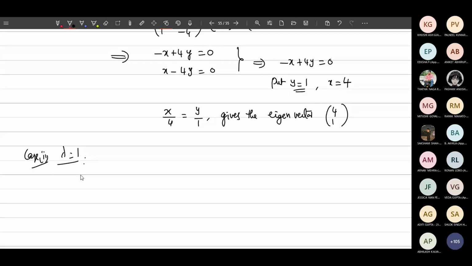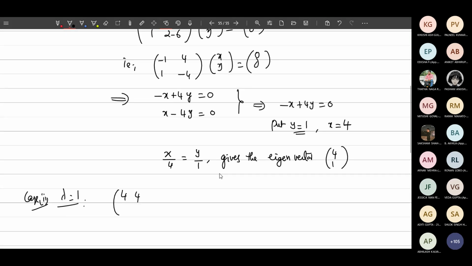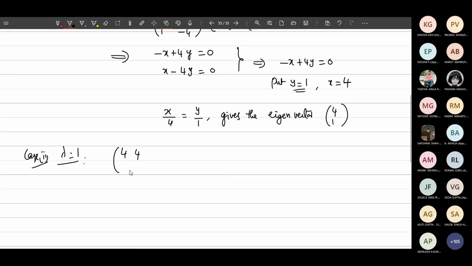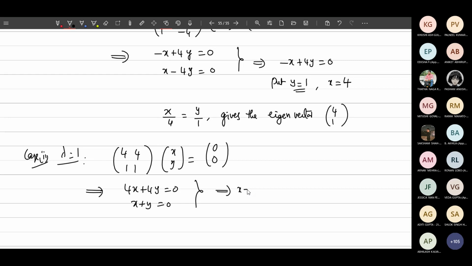Then you put lambda equal to 1 and check it. What is the corresponding matrix? 4, 4, because 5 minus 1 is 4, 1, 2 minus lambda, 2 minus 1, that means 1 comma 1, times x y equal to 0, 0. This is the linear system. So you multiply: 4x plus 4y equal to 0, x plus y equal to 0. But these are also one and the same. x plus y equal to 0, I can consider.